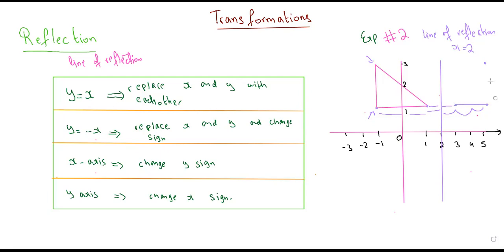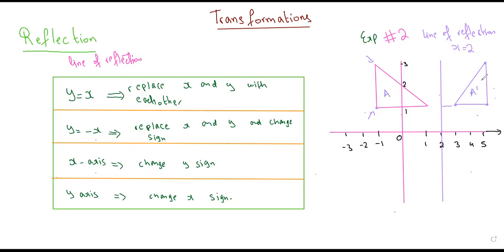Obviously, it is not going to be a perfect drawing because I did not use a proper grid. It would have been much better if I used one, but I was not able to. So yes, this would be the image for this line of reflection. If this is A, this is A dash, okay?